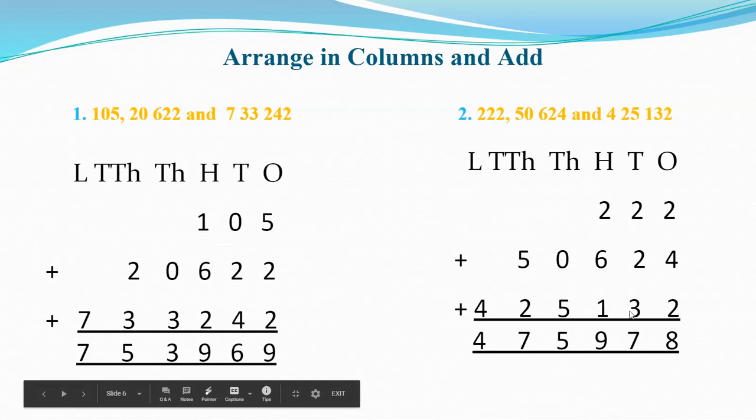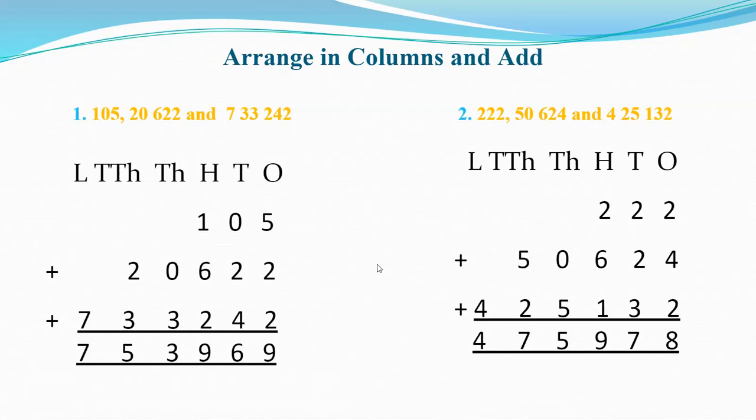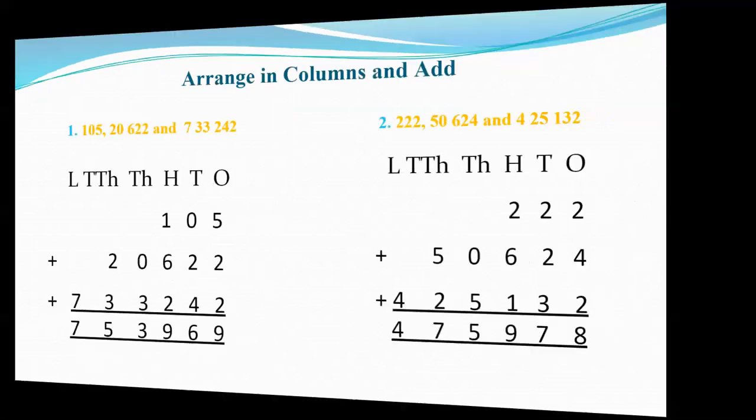Our final answer is 4,75,978. So I think it's clear to all of you that for doing addition, first of all we will write the numbers in columns and then we will add. Now, let us study the next topic.